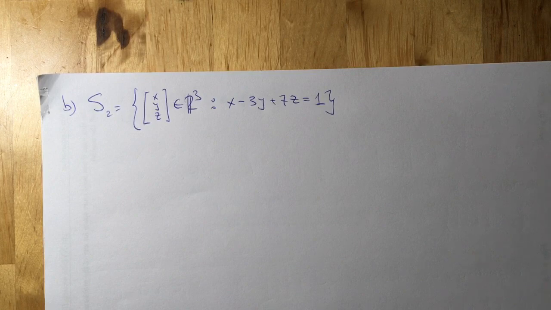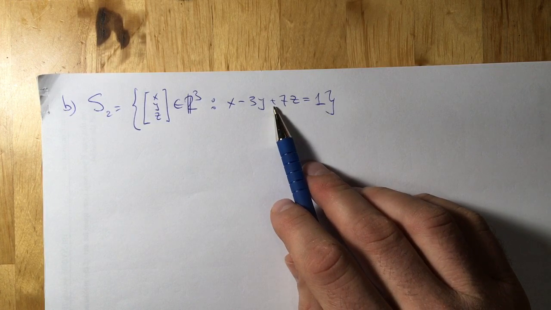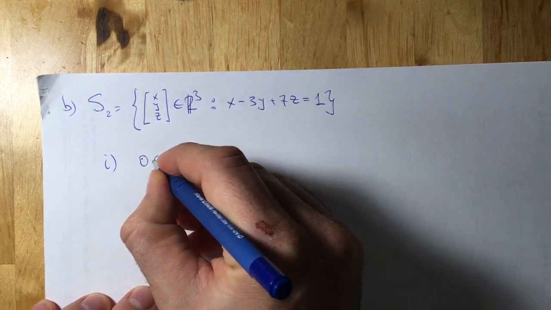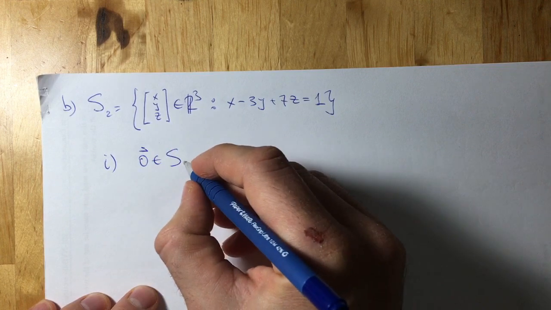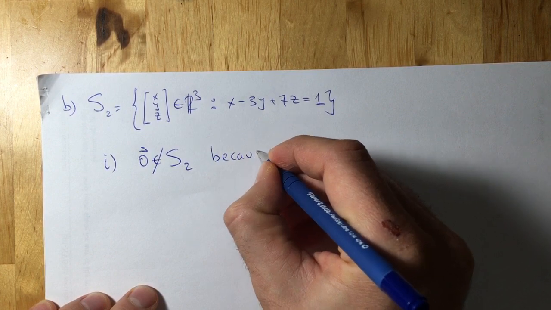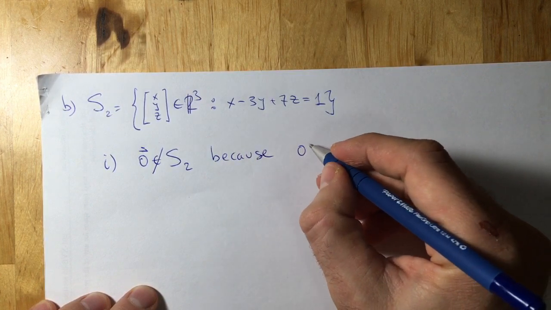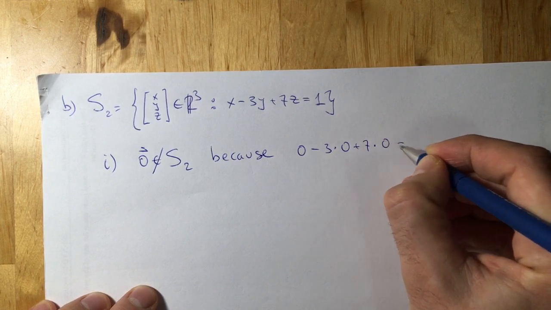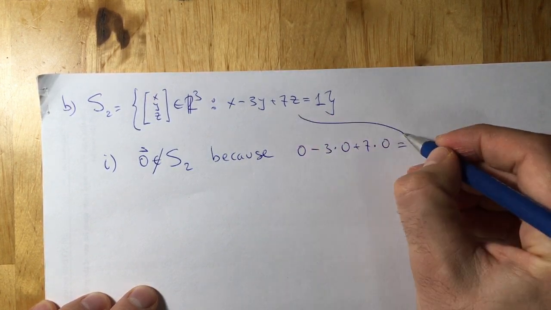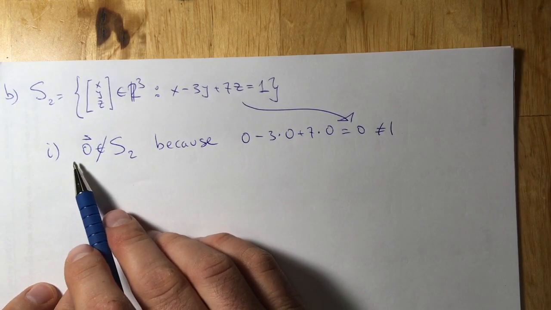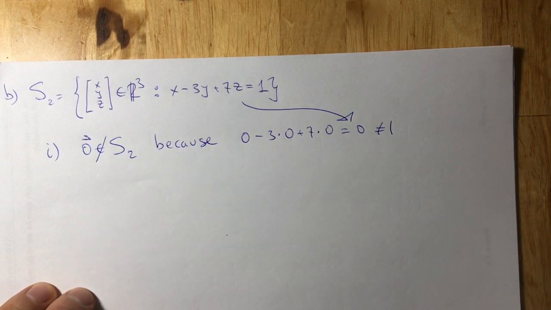The zero vector is not here. It's not closed under vector addition nor under scalar multiplication. The zero vector is not in S2 because 0 minus 3 times 0 plus 7 times 0 is 0 and not 1. So as you can see, this condition is not satisfied, which means that the zero vector is not in S2, which means that S2 is not a subspace.